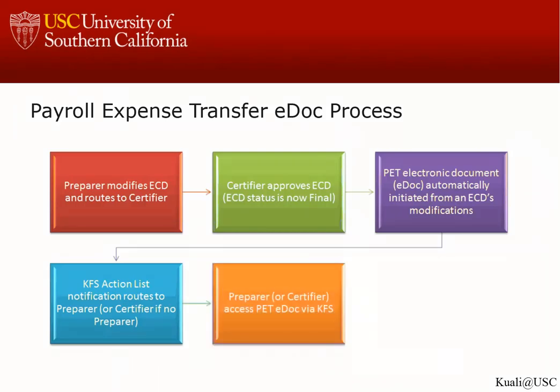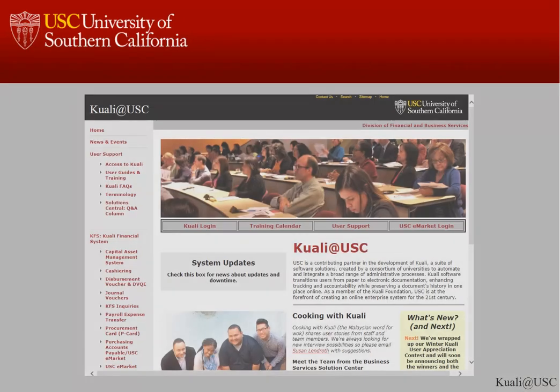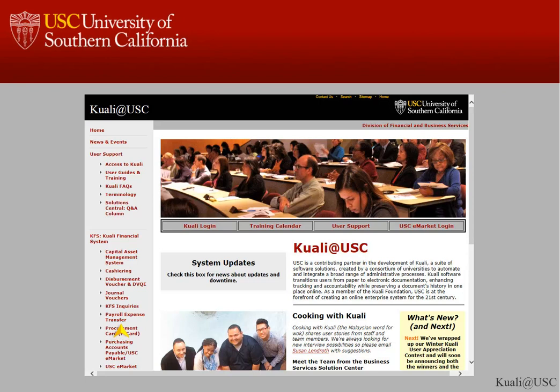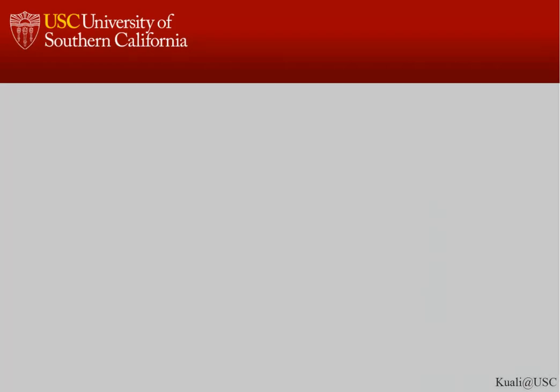The PET EDOC can be accessed from the Kuali Main Financials menu. After the preparer or certifier verifies that the information on the PET EDOC is accurate, they must then complete the required Sponsored Project Accounting Information section of the document, make any other modifications as needed, and then electronically submit the PET EDOC. Please visit the Payroll Expense Transfer webpage located at kuali.usc.edu for additional information. Here you will also find brief e-learning tutorials for how to complete the PET EDOC.